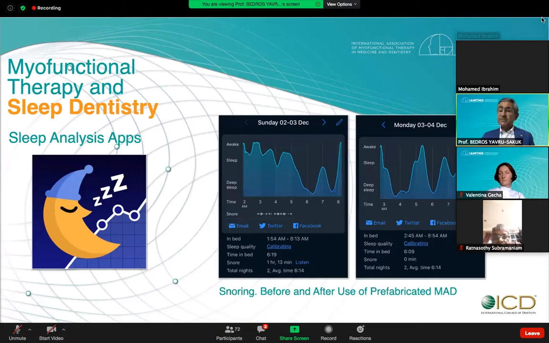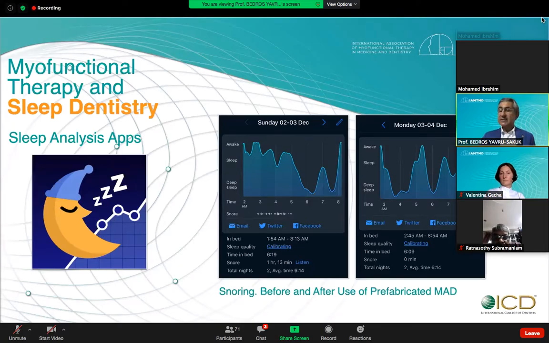However, it is possible to check the quality of your sleep by yourself and to see if you are snoring or suffering from obstructive sleep apnea. There are simple applications that you can download from the Apple Store, such as Sleep Cycle, and you can check your sleep quality very easily by yourself.